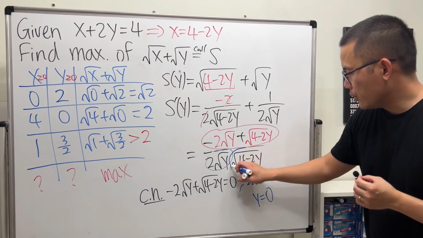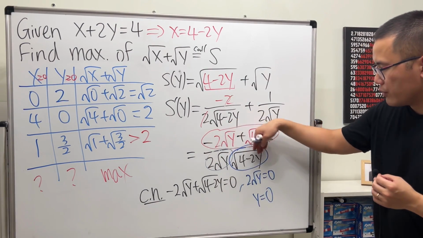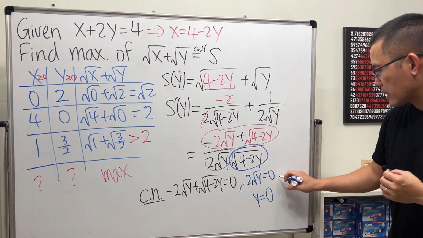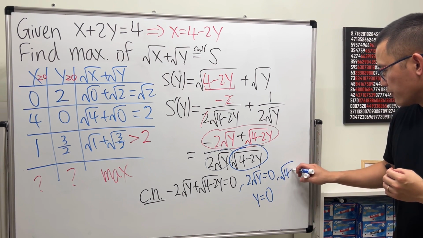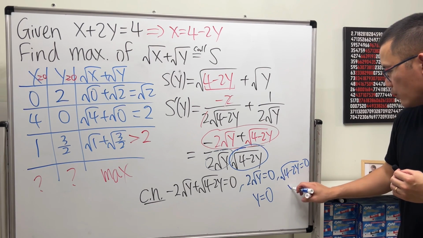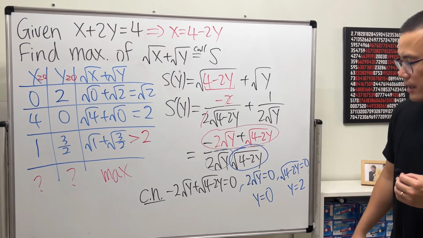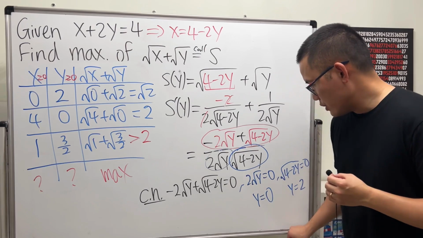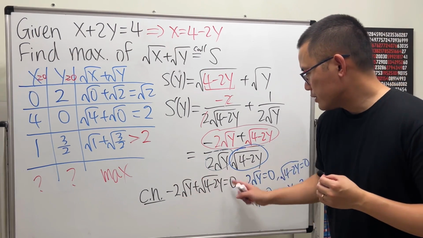And then lastly, because it's a product of two things, we also consider square root of 4 minus 2y is equal to 0. And then right here, you can see that y has to be equal to 2. For this one, though, we just have to solve it real quick. Move this to the other side maybe.